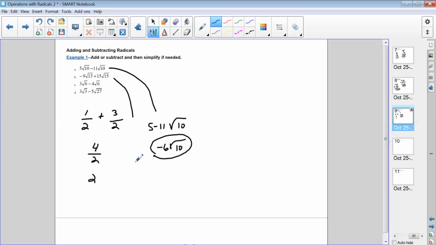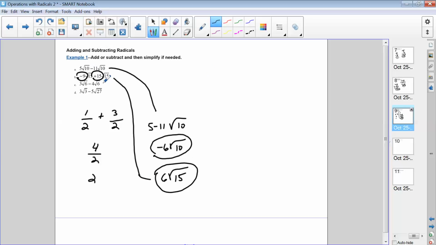And then number 2, or part B, both have radicands of 15. So then our coefficients go out here to negative 9 and a positive 15. So negative 9 plus 15 would be positive 6 times the square root of 15. And I cannot simplify the square root of 15.